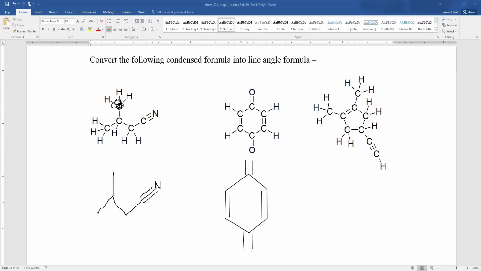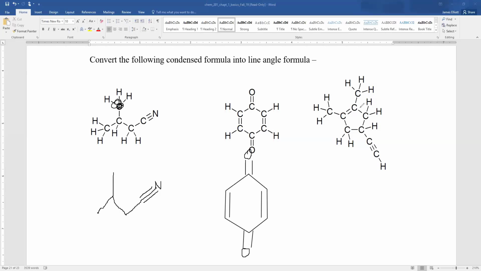Should have left myself more room, but never mind. Put those oxygens in, squeeze them in. Anything else there? That's it.